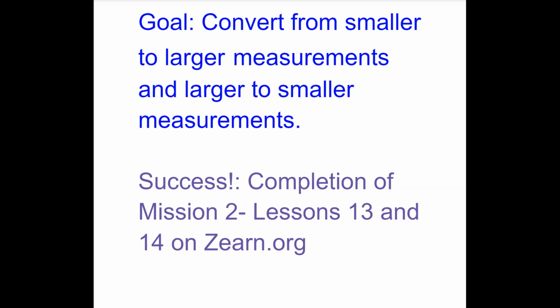Today's tutorial will cover Lessons 13 and 14 on Zearn.org for Mission 2. Our goal for these lessons is to be able to convert from smaller to larger measurements and from larger to smaller measurements. We will know we have been successful when we are able to complete Mission 2 Lessons 13 and 14 on Zearn.org. Let's get started.